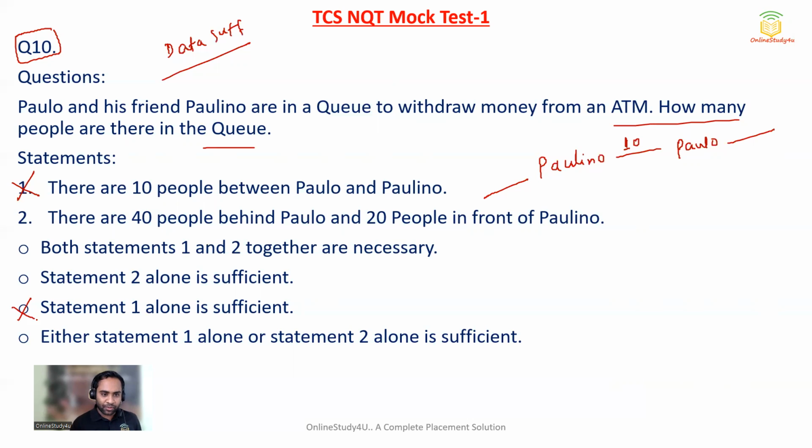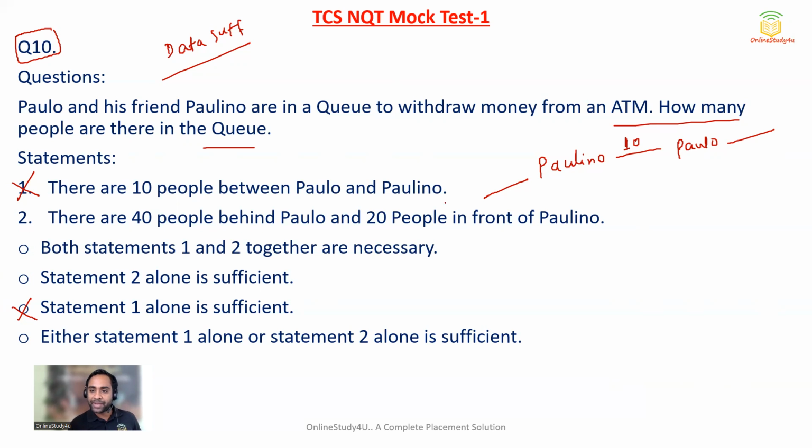So statement 1 alone is not sufficient because, suppose I am Paulino, and behind me Paulo is there, and in between 10. So I am there, Paulo is there, in between 10. But what about in front of me? What about the backside of Paulo? That has not been given in statement 1.